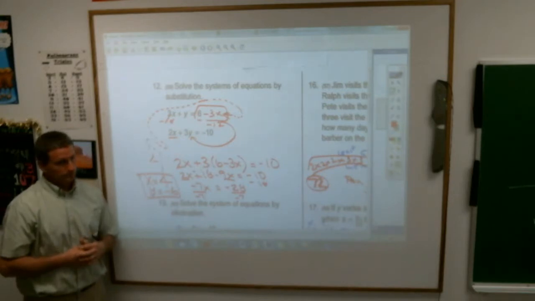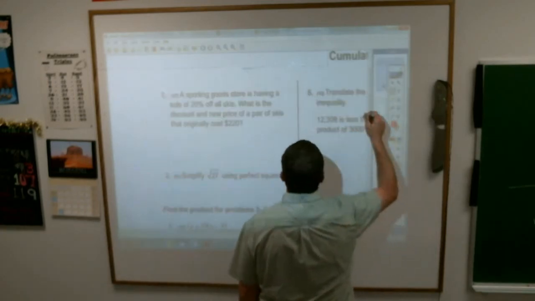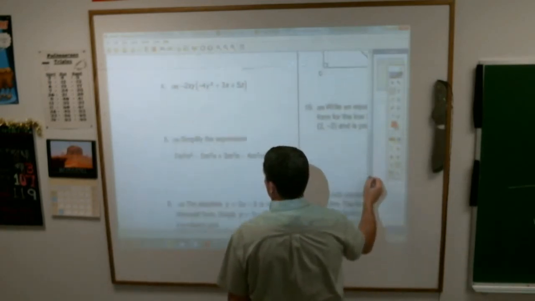Josh, can you do number 5? Is that the stem and leaf plot? No. Which one is this?